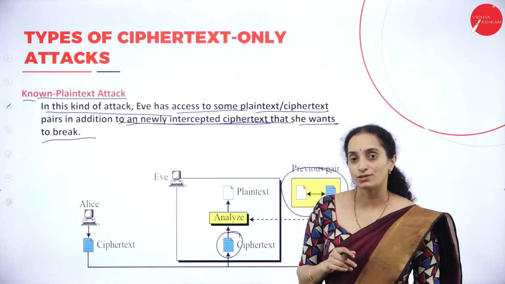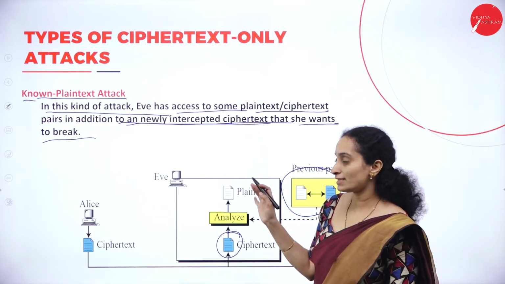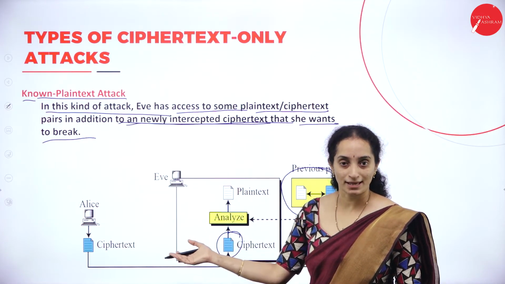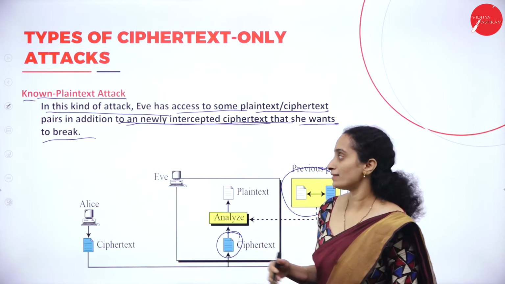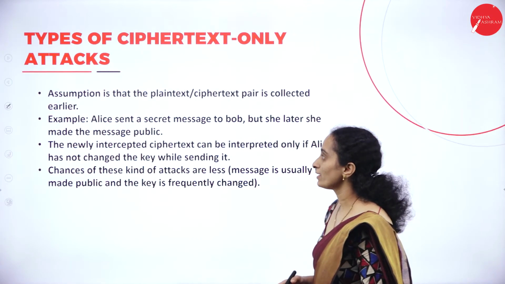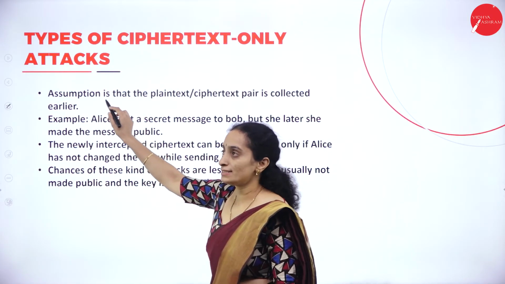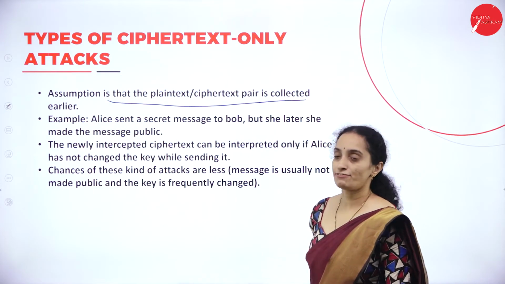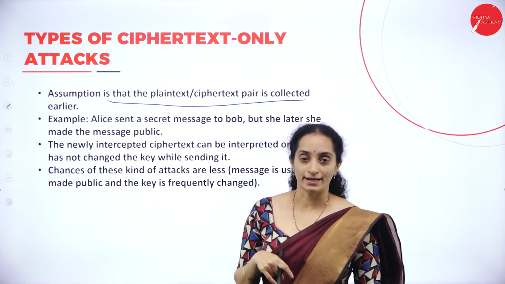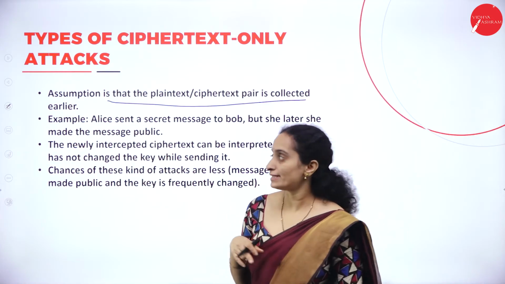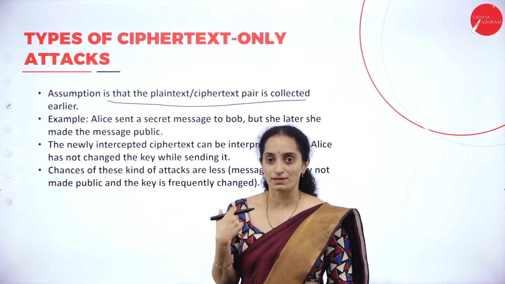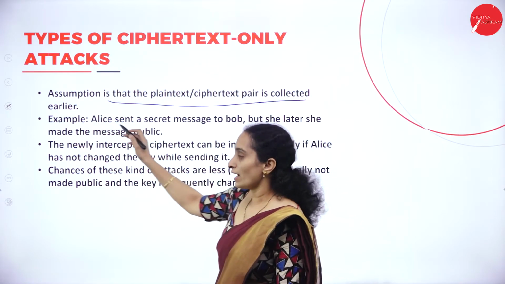You avoid this known plain text attack by not sending the same message on the same network path. Either you can change the message or you can change the network path. In such a way you can hide the message from the adversary. The assumption is that the plain text and ciphertext pair was collected earlier. Somehow she has collected the plain text as well as the ciphertext previously, so she can compare the newly obtained ciphertext with the previous one. So you have to assume that.